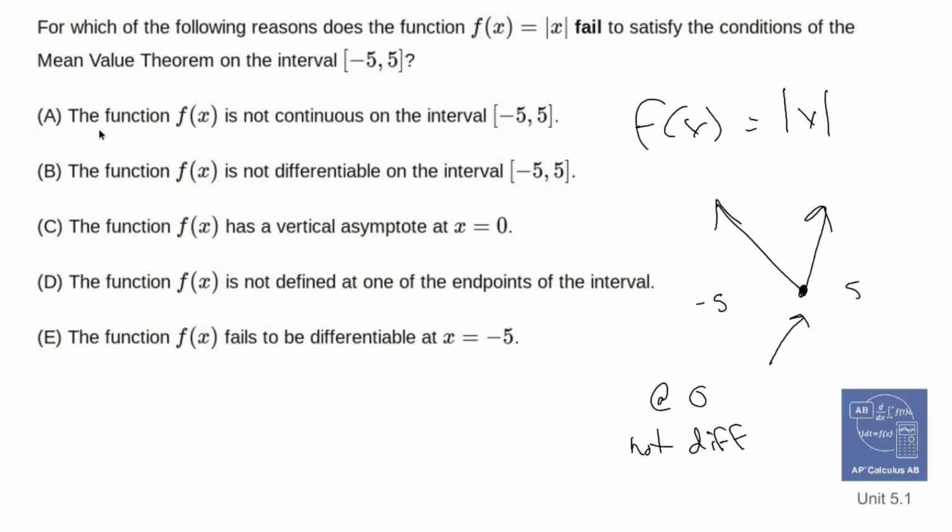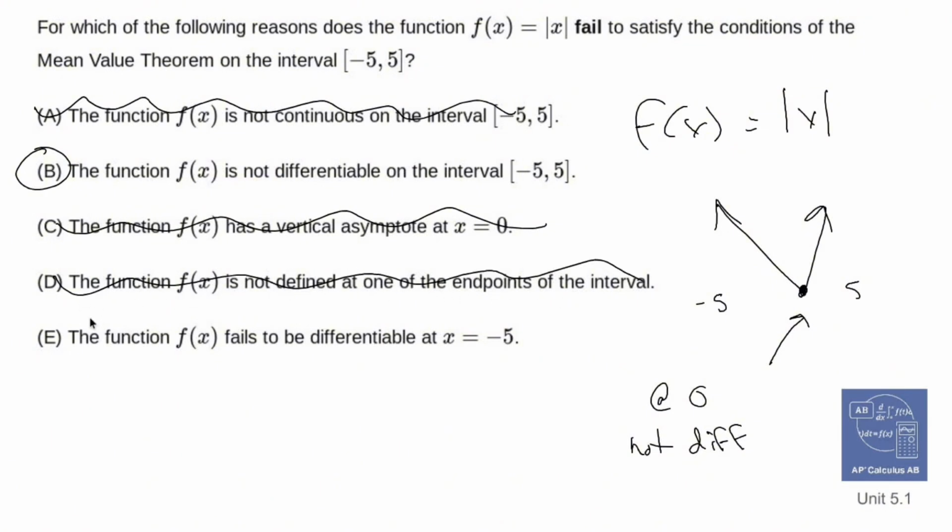So here are our options. The function is not continuous. Oh, but it is continuous. The function is not differentiable. That's correct. The function has a vertical asymptote. That's not true. The function is not defined. That's not true. And the function fails to be differentiable at -5, which is not true because at -5 it's a straight line. So B is our guy.